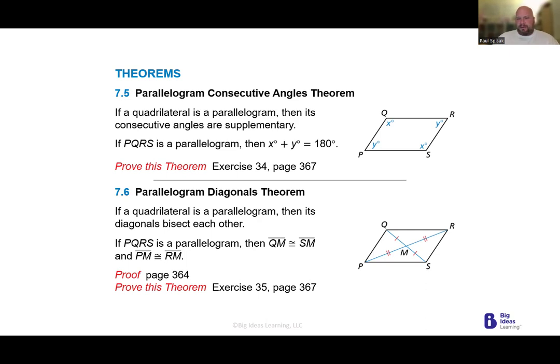The other one there is the parallelogram diagonals theorem. If a quadrilateral is a parallelogram, then its diagonals bisect each other. So on there, we have QS and PR bisecting each other, but not the same length, but they're splitting each other in half.